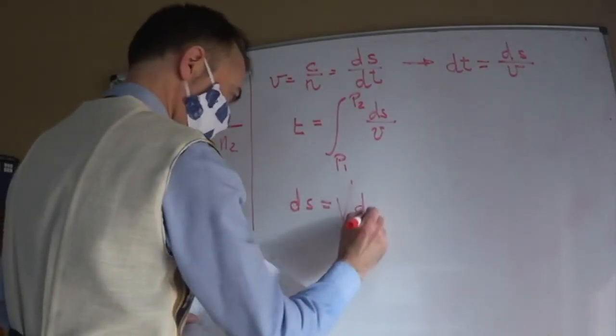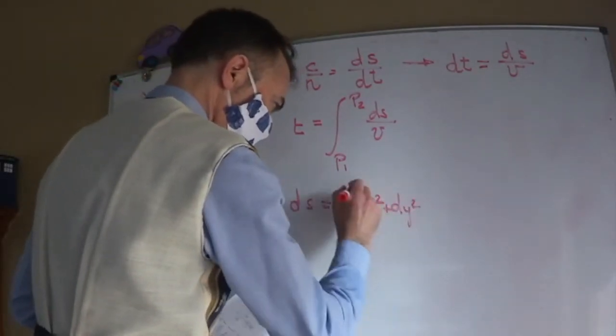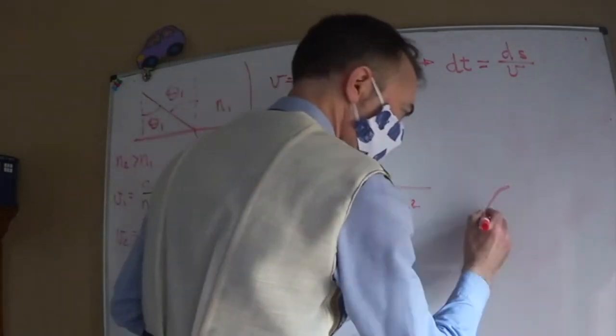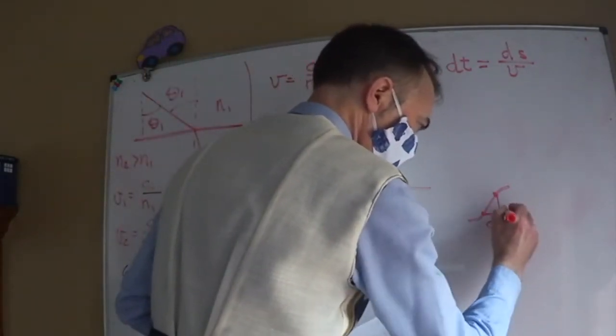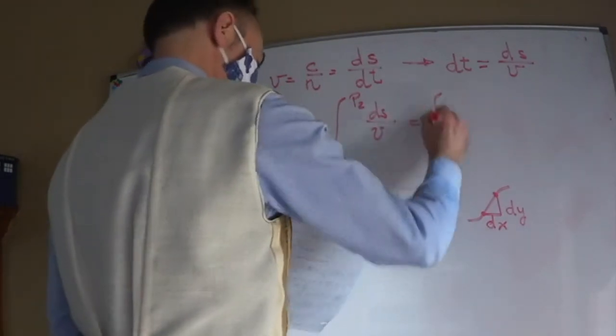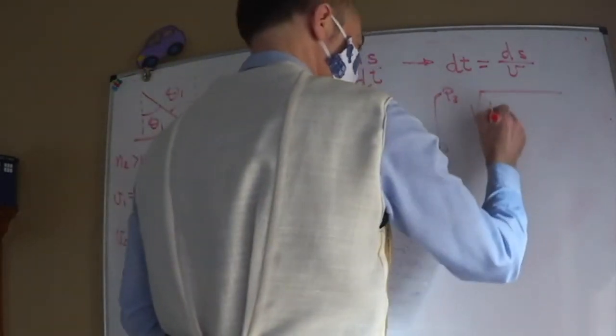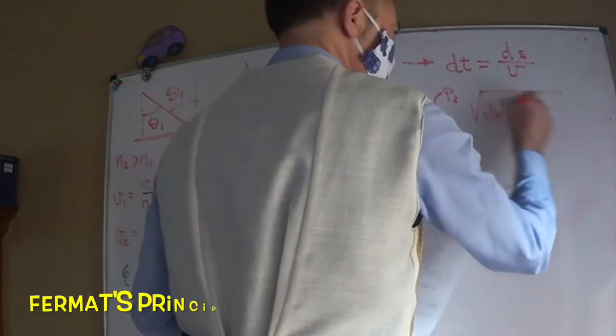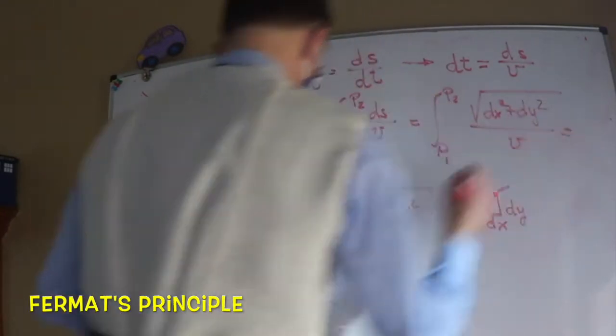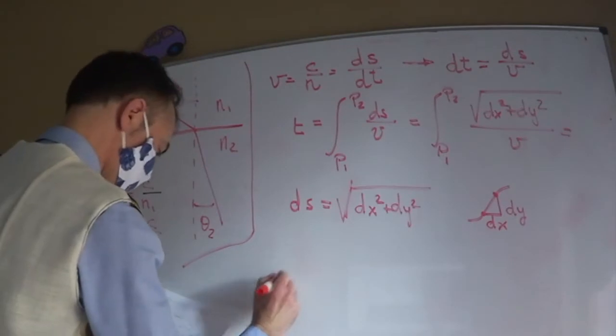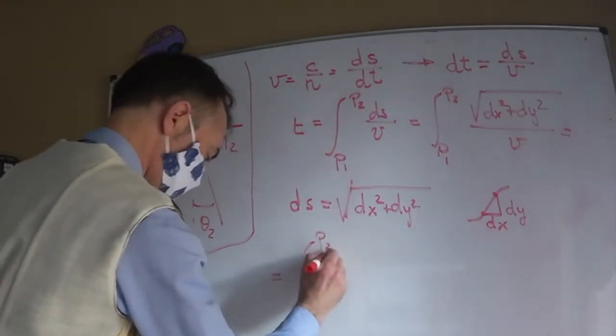Let me consider this a two-dimensional problem just for simplicity. Then I can write the differential of s as the square root of the differential along x squared plus the differential along y squared. Fermat's principle states that light travels in a path that takes the least amount of time. So this integral has to be minimum.